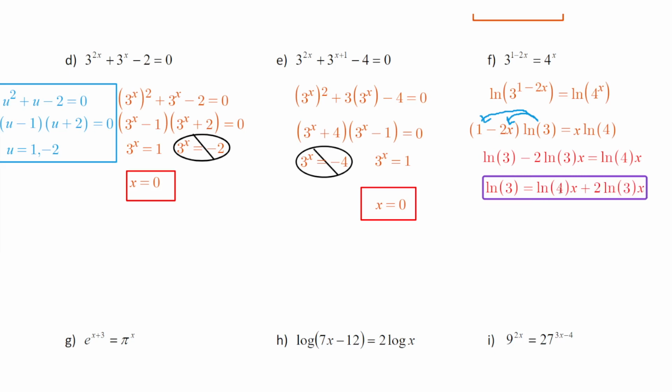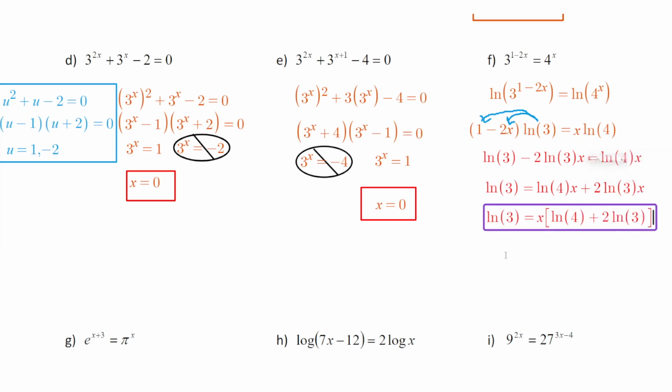There we go. Okay, now what we need to do is factor out the x as a GCF. And then once we do that, we can divide whatever is left over back on the left-hand side, and we'll have our answer. So I'm going to factor out that x. It's going to leave me with the natural log of 4 plus 2 times the natural log of 3 on the right-hand side. And then my final step here is going to be to divide by this number.